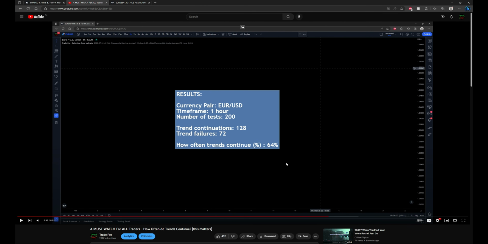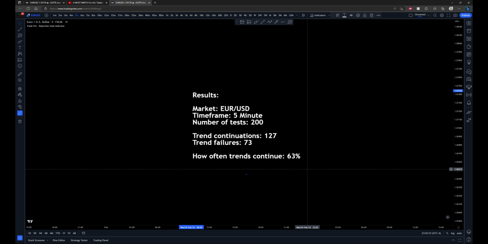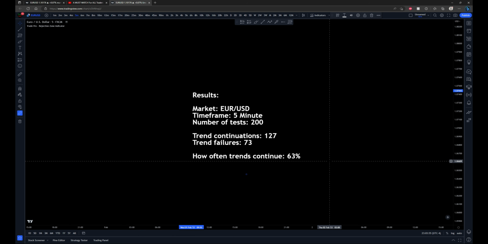So if we take a look and compare here, the hourly time frame test, Euro against the US dollar, done 3 months ago: 128 trend continuations, 72 trend failures, giving it a 64% success rate. And this time, 127, 73 with 63%. It's pretty much the exact same. So remarkably close, and it really solidifies that trading with the trend does indeed put the odds in your favor. Expecting that a trend will continue after a pullback is the way to go.